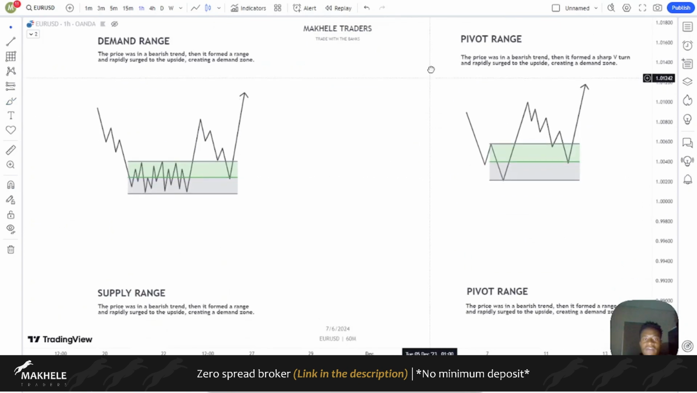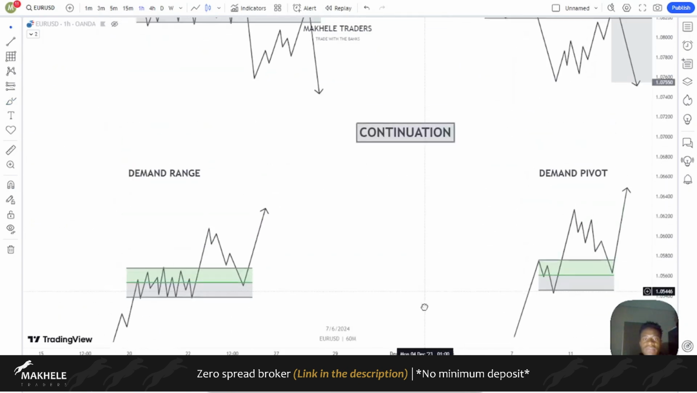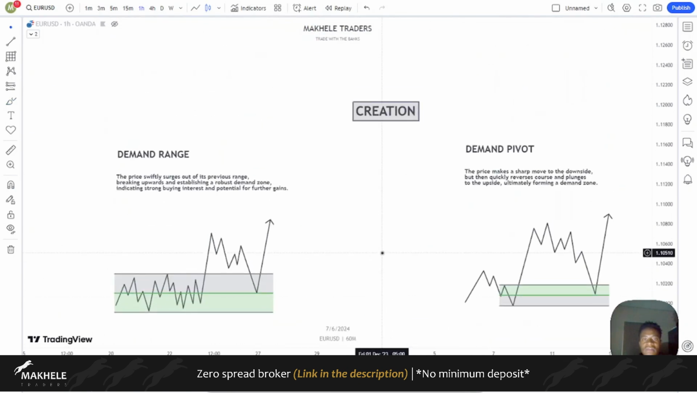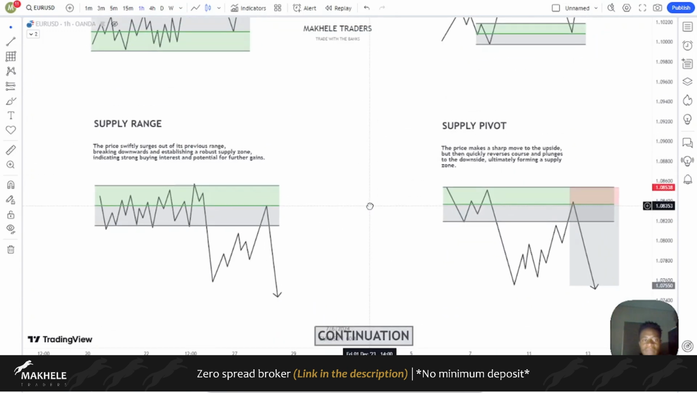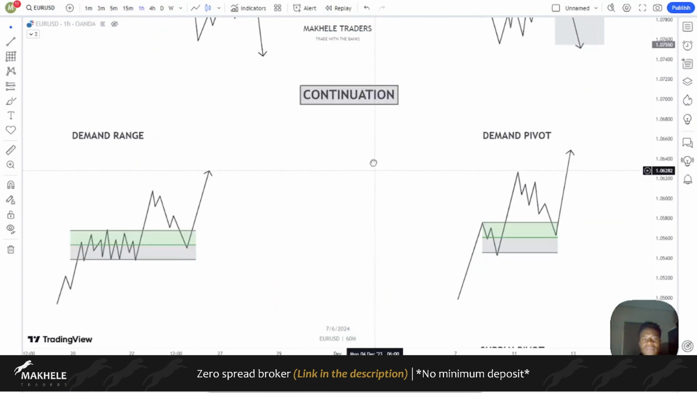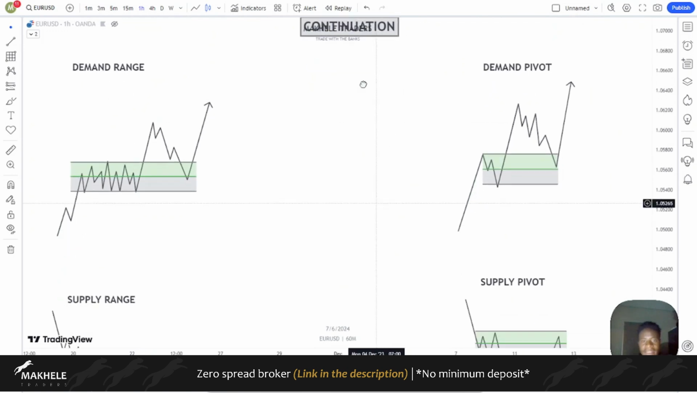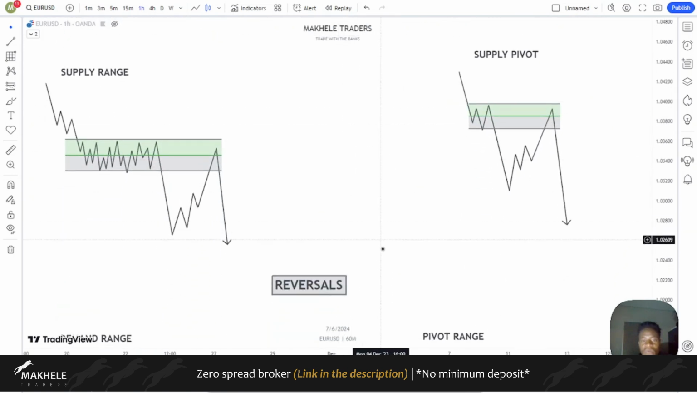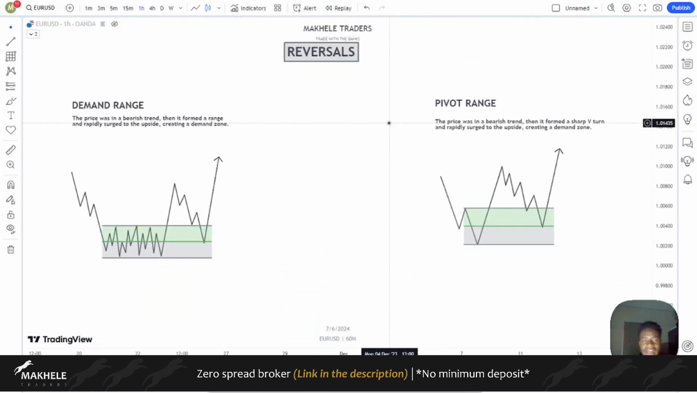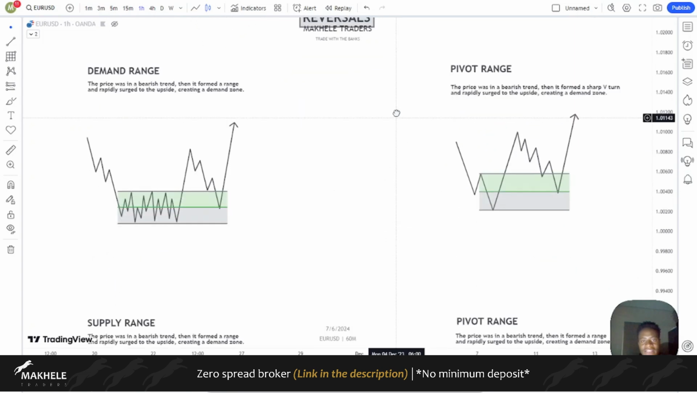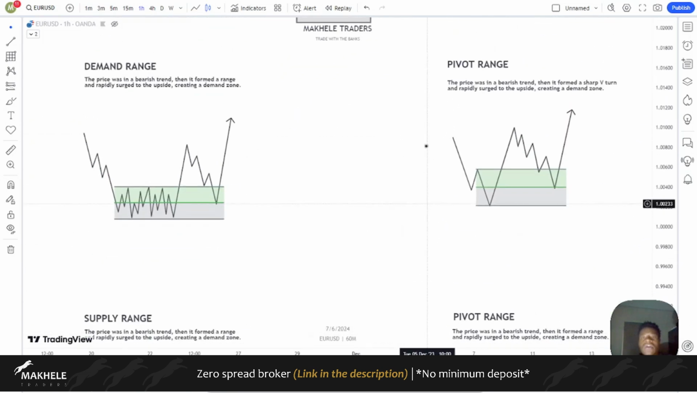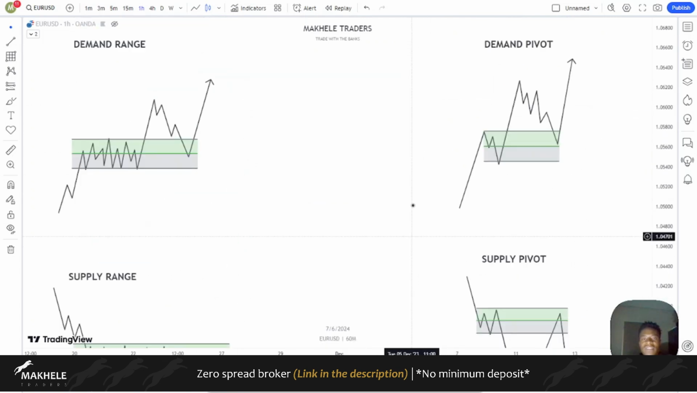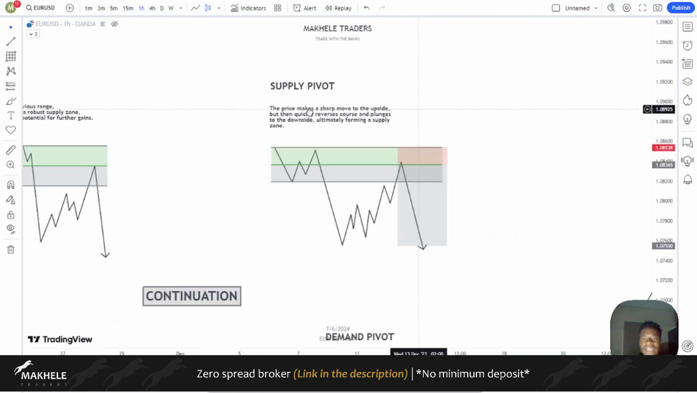So as we have covered these demands and supplies, we have covered how the demand zone and supply zones are created. We have covered types of continuations of demand and supply. We have covered reversals, how the market reverses trends using demands and supplies. So now let me just give you an example. How does it look using candlesticks?